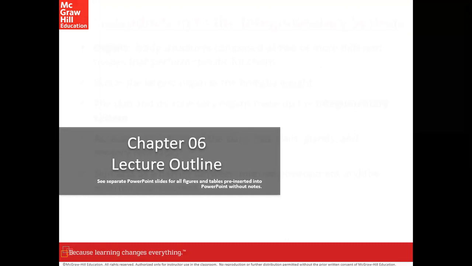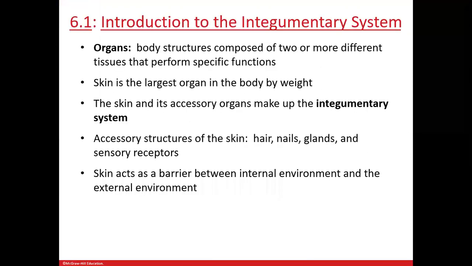So just as an introduction into the integumentary system, it is an organ system, so it does have organs. And remember back from chapter 1 that an organ is made up of many different tissues that have specific functions. And the skin itself is an organ. If you go by weight, it is the single largest organ in our body. A lot of people, when they think, what's the biggest organ, they think the brain, but it's actually the skin because it covers you entirely from head to toe.